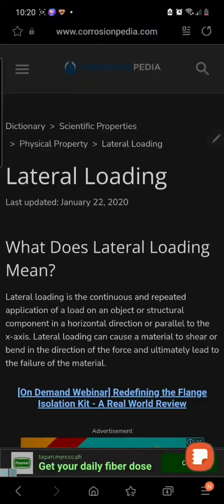Our first topic for finals is about lateral loads on building frames. Okay, so first let us define what is a lateral load.